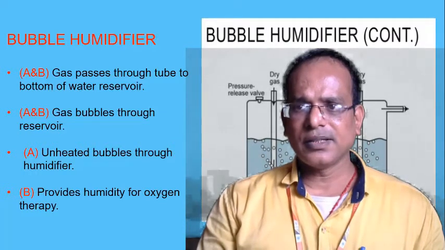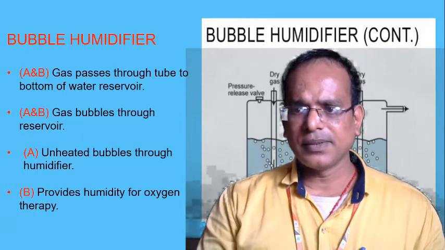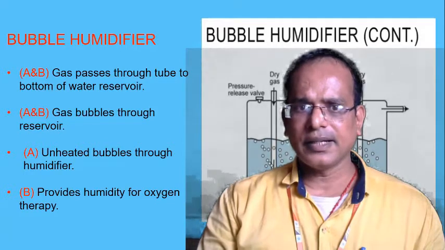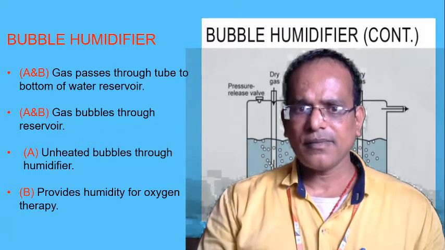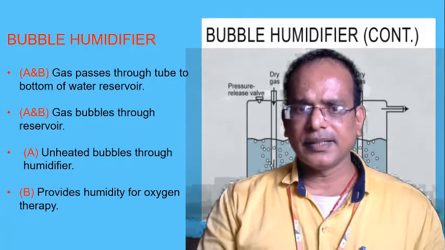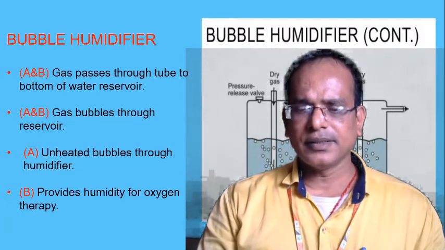This is a humidifier. And another one is also available here, shown in B. In A and B, gases pass through the tube to the bottom of the water reservoir. A and B gas bubbles through the reservoir. Here A is an unheated bubble humidifier. A is not heated and B is heated, and B provides humidity for oxygen therapy.